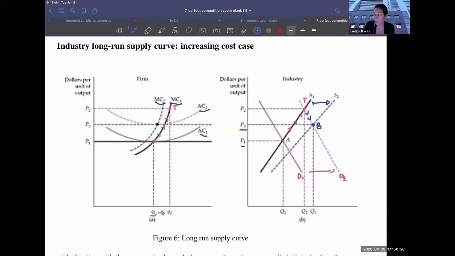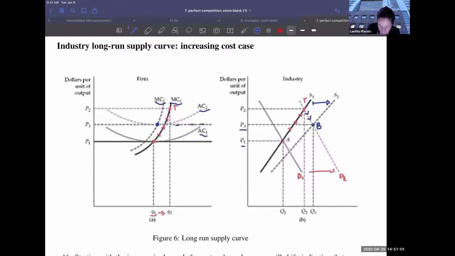So a new firm entering the market causes a tension on the market for inputs. Input prices increase, which increases the cost for all the existing firms. Now the firms are deciding with these two new curves, MC2 and AC2, and so the optimal quantity will be the intersection between AC2 and MC2.